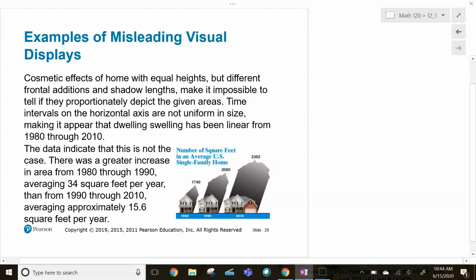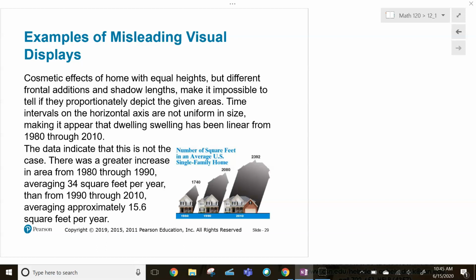So here's an example of some misleading visual displays. So here you notice in 1980, the number of square feet in an average U.S. home was 1740. In 1990, it was 2080. And then in 2010, it was 2,392, the number of square feet in an average U.S. single family home. But the problem here is these widths are changing so dramatically, right?